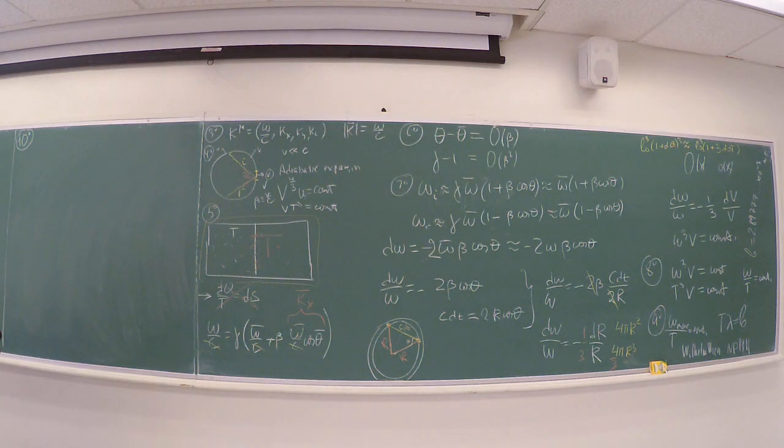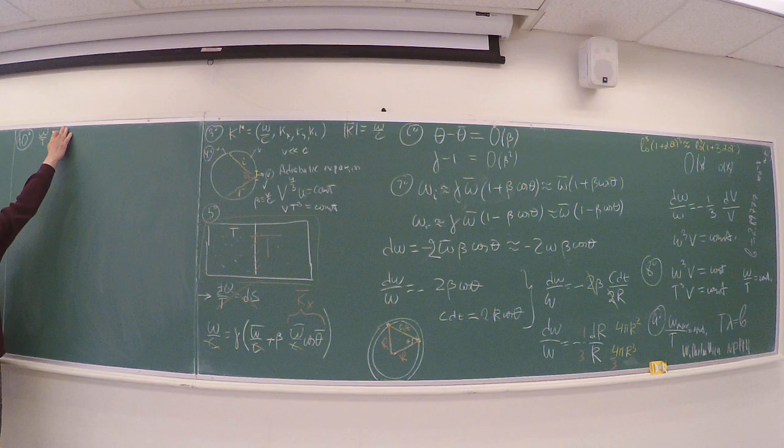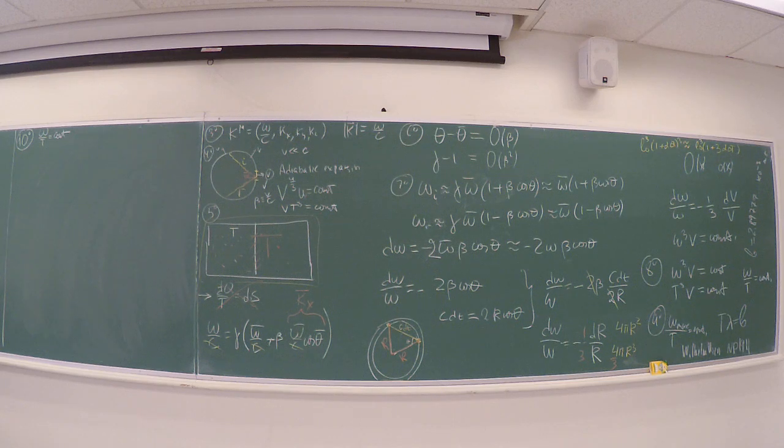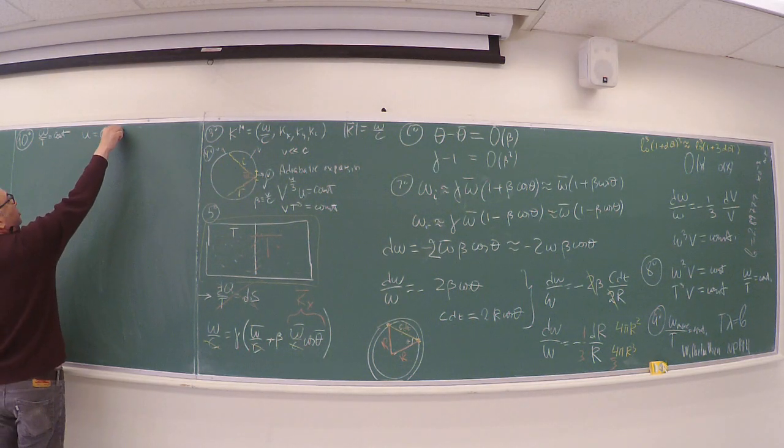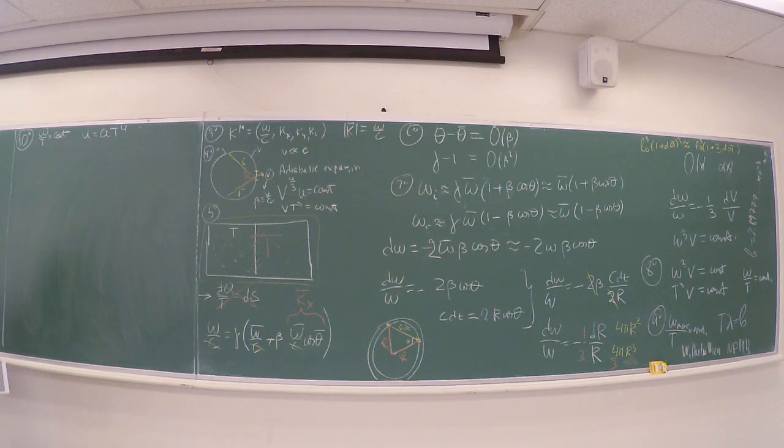Now, the notations. So first of all, I want to incorporate that during adiabatic expansion omega over T stays constant. This is one thing that I was going to use. We also recall that u is equal to a T to the power of 4. This is one more thing that I'm going to use.